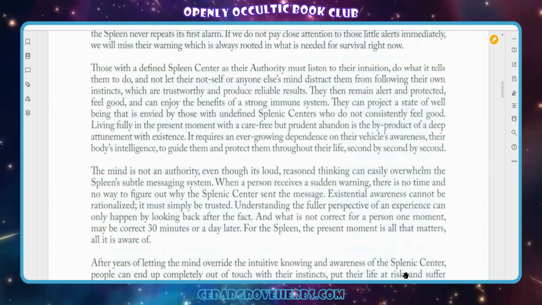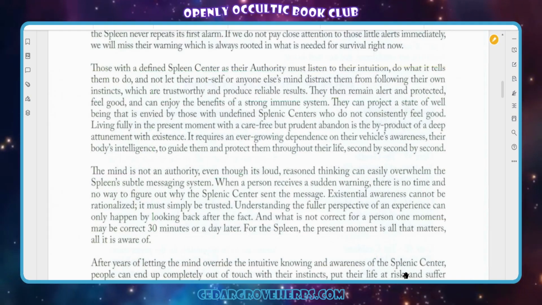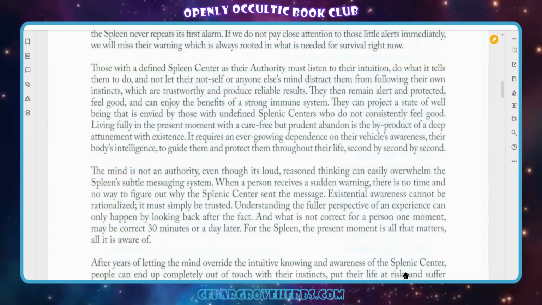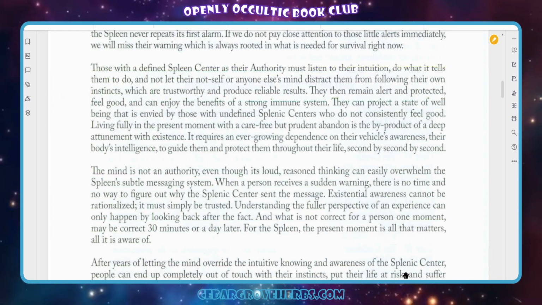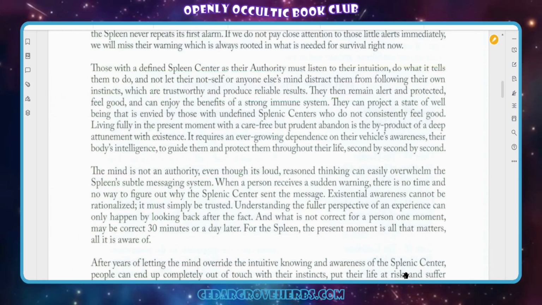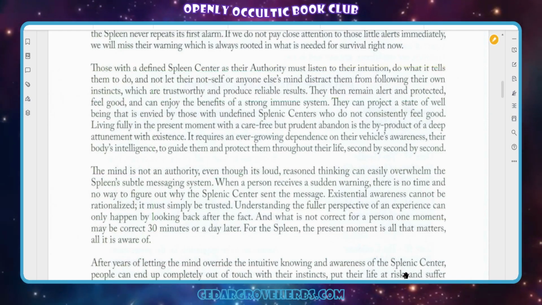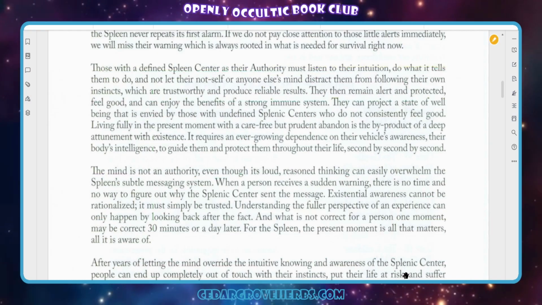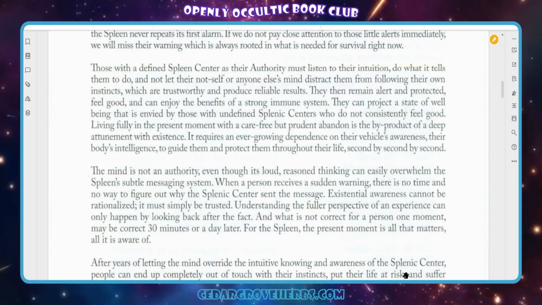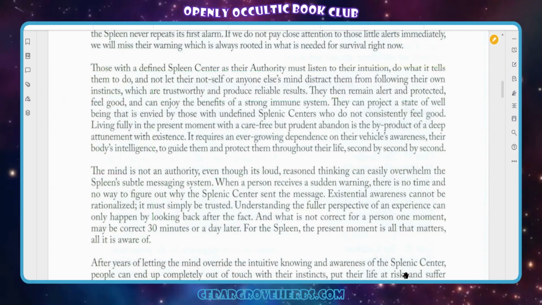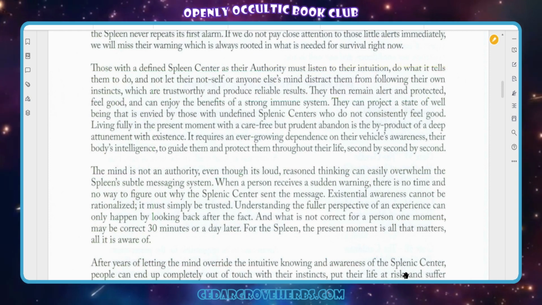They can project a state of well-being that is envied by those with undefined splenic centers who do not consistently feel good. Living fully in the present moment with a carefree but prudent abandon is the byproduct of a deep attunement with existence. It requires an ever-growing dependence on their vehicle's awareness, their body's intelligence, to guide them and protect them throughout their life, second by second by second.